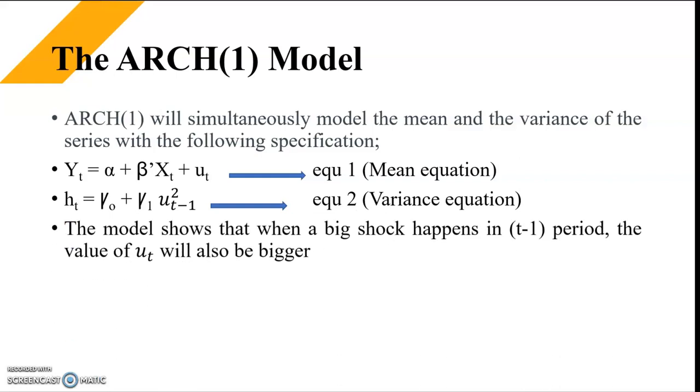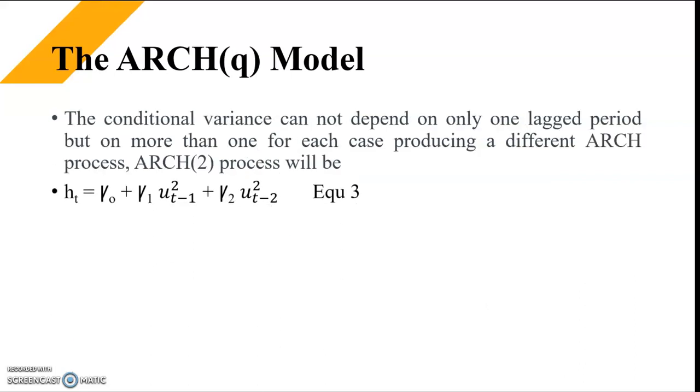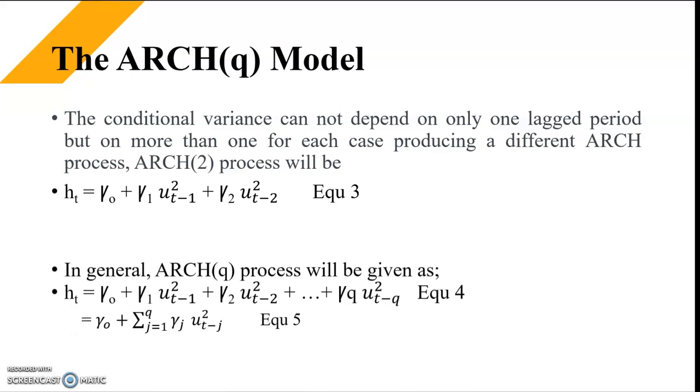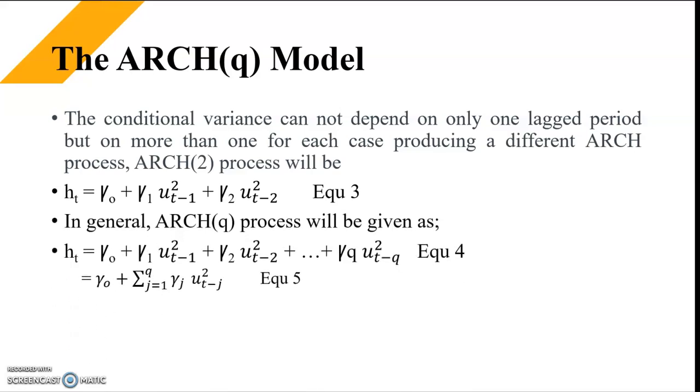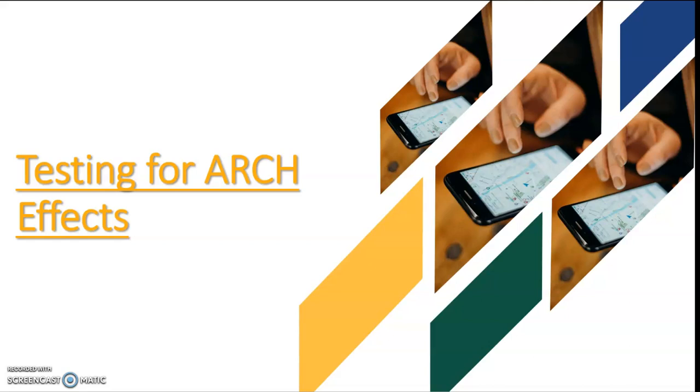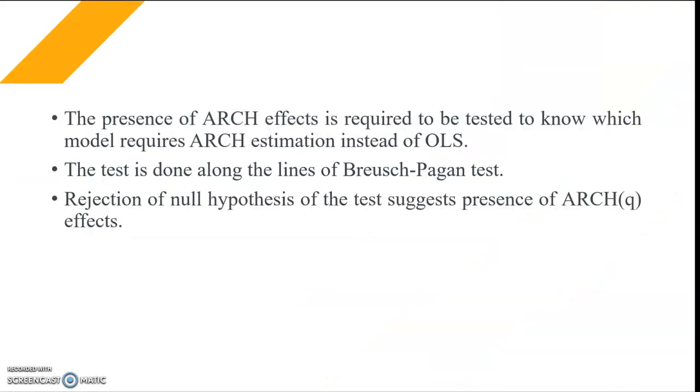This model shows that when a big shock happens in the T-1 period, the value of U_t will also be bigger. The conditional variance cannot depend only on one lag period but on more than one, for each case producing a different ARCH process, that is the ARCH(2) process will be like this, and in general the ARCH(q) process will be given as follows, and that is shown by equations number 4 and 5. Testing for ARCH effects. The presence of ARCH effect is required to be tested to know which model requires ARCH estimation instead of OLS.